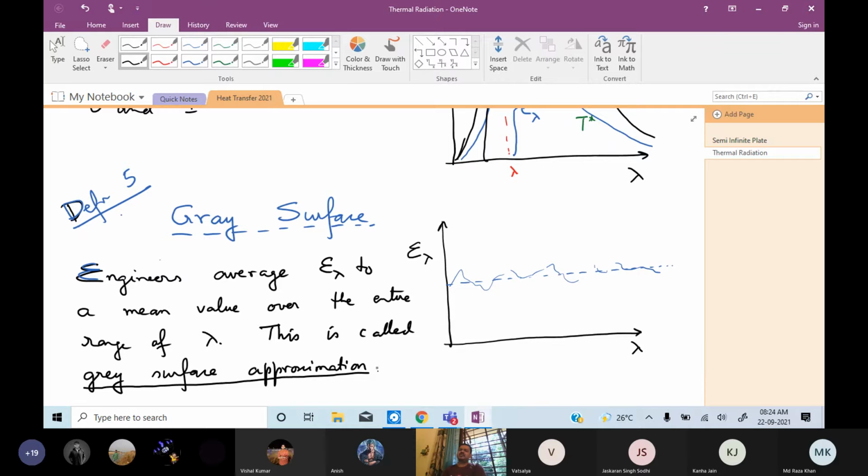But otherwise, for most of the surfaces that we look at around us, which are not those specialized engineered surfaces, the gray surface approximation works very well.